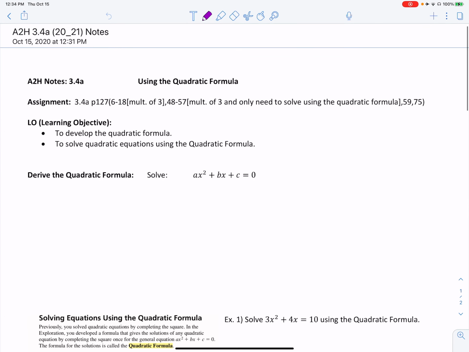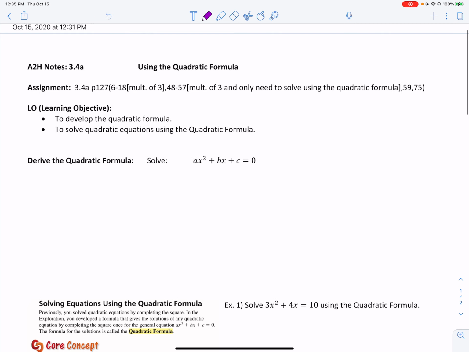Algebra 2 Honors 3.4a notes. And so we're going to be developing the quadratic formula, and we're going to solve equations using the quadratic formula. And when we derive the quadratic formula, we are going to use that process of completing the square. And to complete the square, we need the coefficient of x squared to be 1.